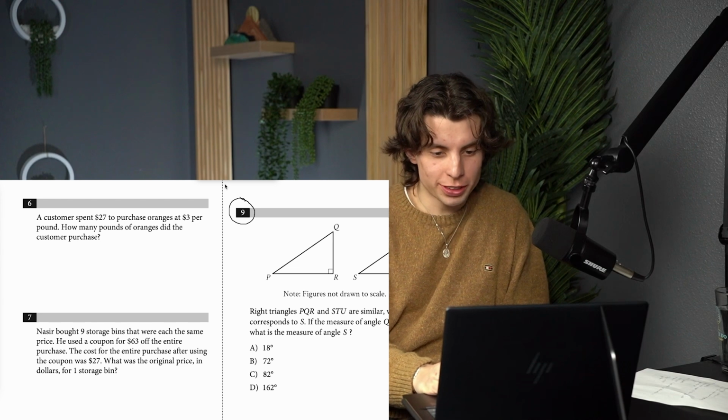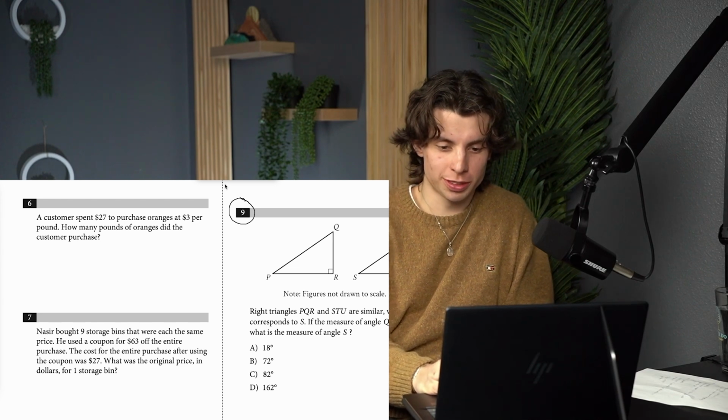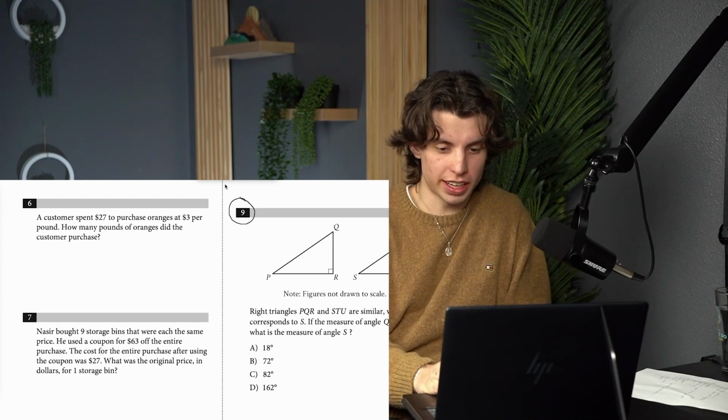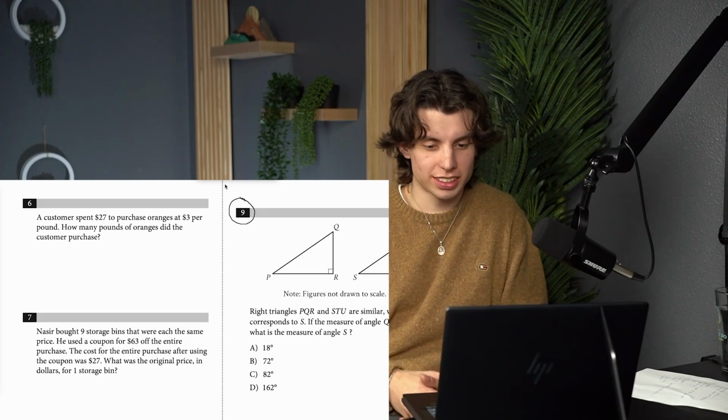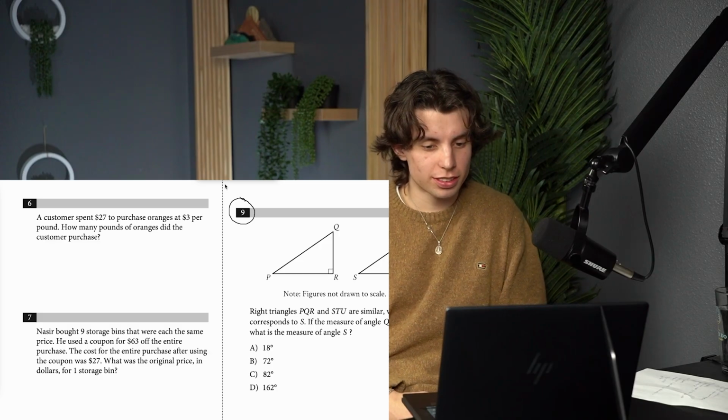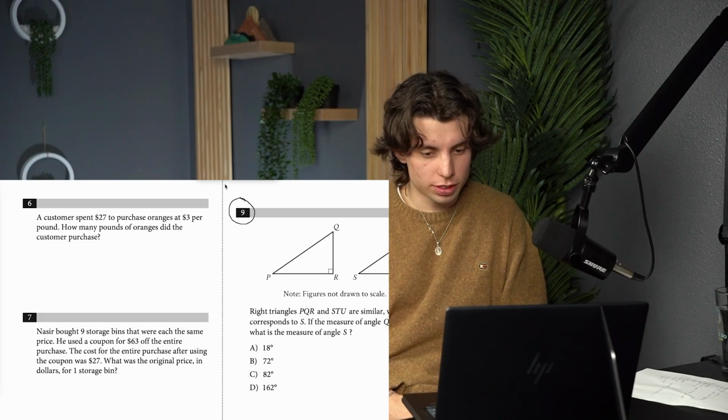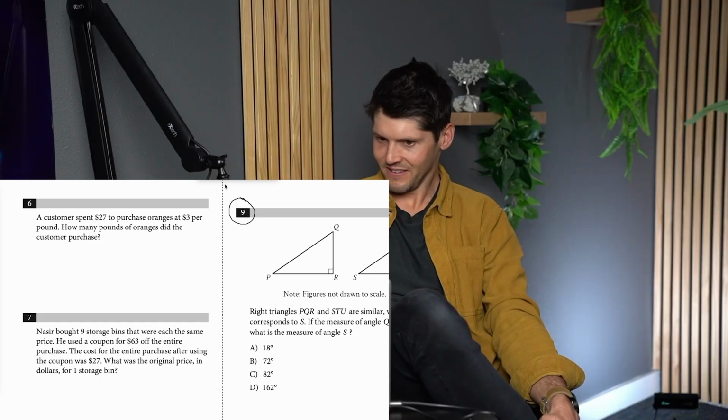Okay. Right triangles PQR and STR are similar, where P corresponds to S. If the measure of angle Q is 18 degrees, what is the measure of angle S? Yes. Okay. So I think I'm probably seeing the same thing as you, but why don't you tell me, what do you think people are going to mess up most readily here?